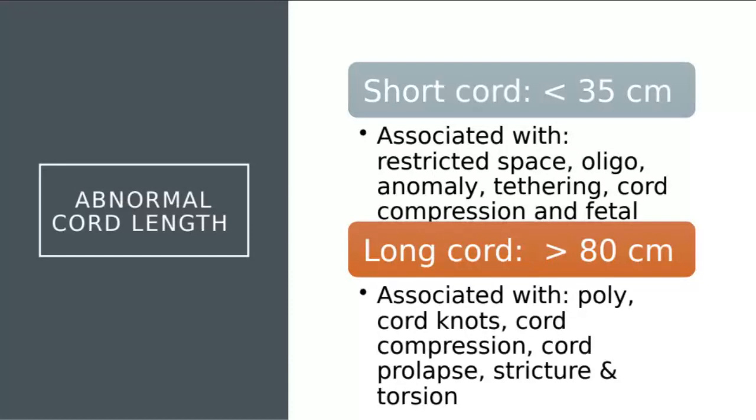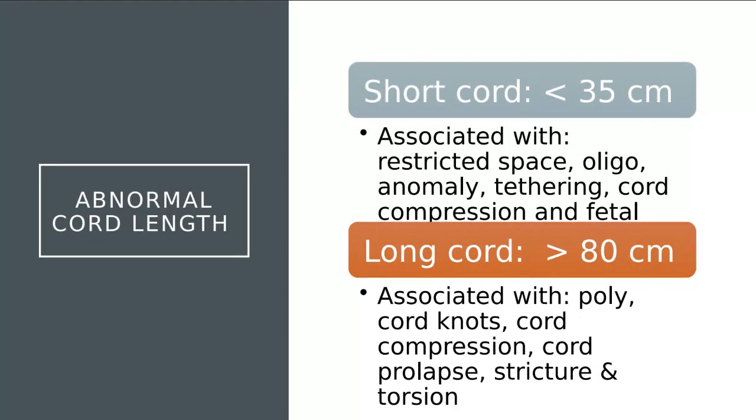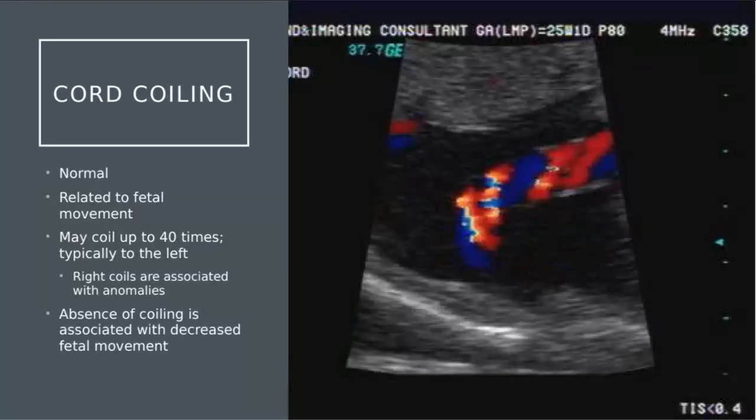Long cords are going to be associated with too much amniotic fluid, so polyhydramnios, cord knots, cord compression as well, cord prolapse, stricture, and torsion. It's really hard to actually measure the length of the umbilical cord. It's not something that we're performing, but if you happen to see a really short umbilical cord, you don't really see a lot of cord free floating in amniotic fluid, we need to question if that's going on.